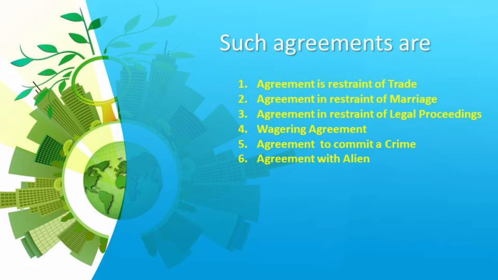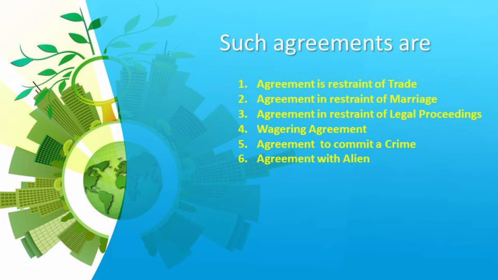Number 2, agreement in restraint of marriage. Section 26 speaks about it. Again, marriage is your fundamental right which has been guaranteed under Article 21. Why? Marriage is not only a sacrament and sacrosanct but also a civil contract. An agreement or contract to marry is valid subject to fulfillment of certain conditions. That is, Hindu marriage is valid subject to fulfillment of conditions under Section 5 of the Hindu Marriage Act 1955. Any agreement or contract in restraint of marriage is opposite to public policy and it is void.